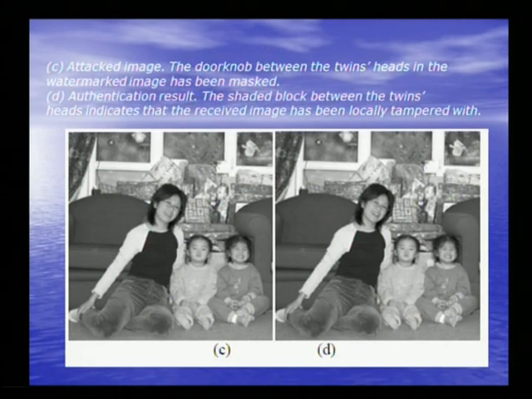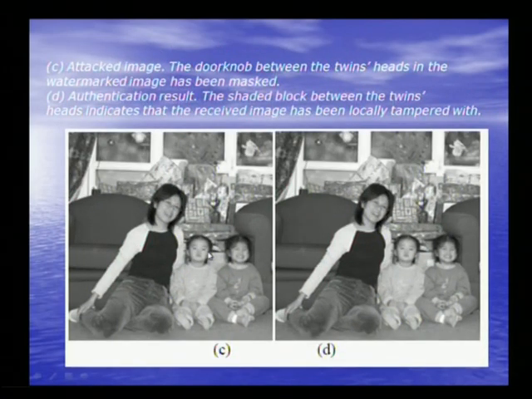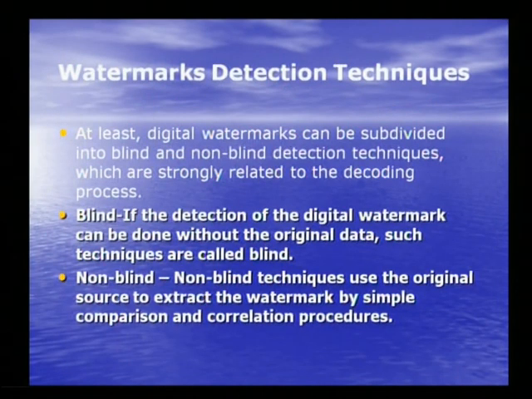In the attacked image, you can see the doorknob. In the previous image, there is a doorknob between the children's heads. Right now, after the attack, it is not there. So you can say that the image is tampered because the watermark is hidden.